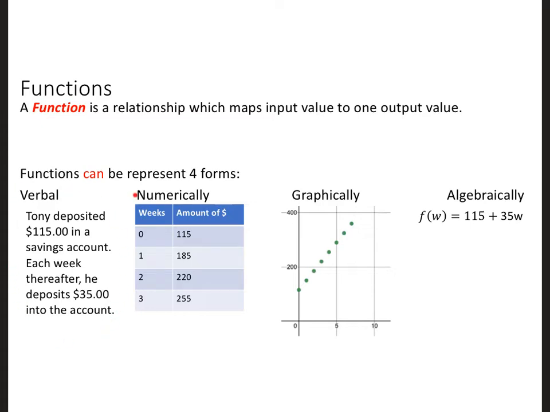The numerical version of what's going on, or the numerical representation, is also sometimes known as a table representation, where we have the input, which is the number of weeks that is happening, and the output, which is the amount of money. I'm going to write that down.